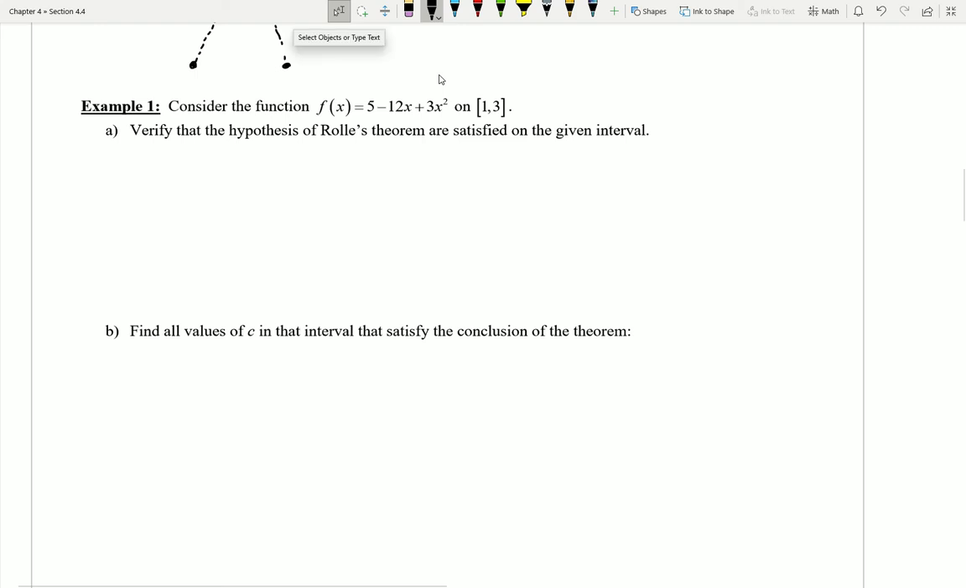So let's take a look here at how we might actually apply Rolle's theorem to a very specific question. Take a look here at example 1. Let's consider the function 5 minus 12x plus 3x squared, so a nice simple polynomial. And we're only going to consider it on the interval from 1 to 3.